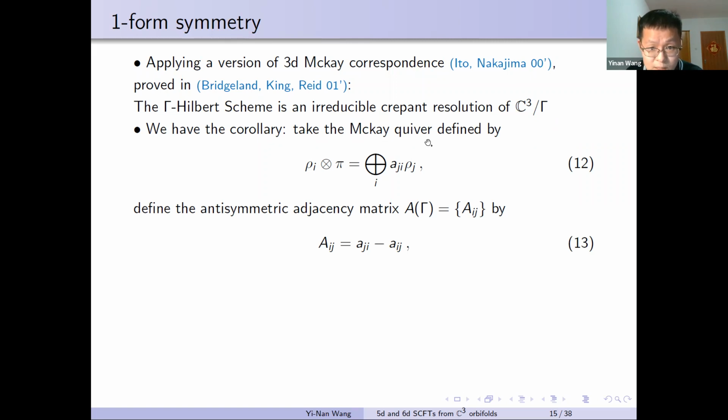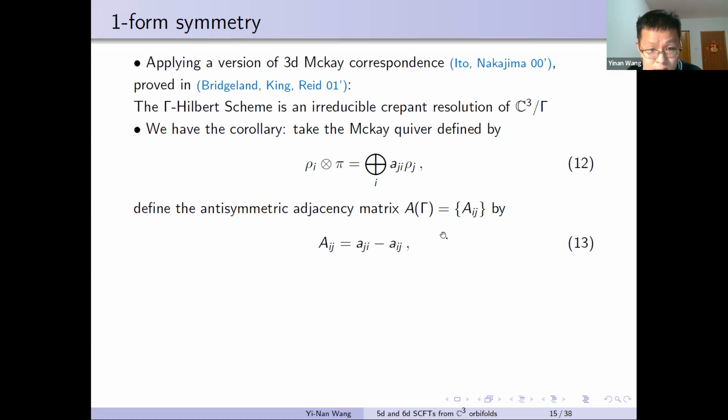So now let's take the Mckay quiver in the 3D version, defined similarly in this way. Here pi is a natural 3D representation of gamma, and rho i and rho j are different irreducible representations of gamma. And now from the coefficient Aij or Aji here, let's define the anti-symmetrized adjacency matrix A gamma in this way. Each matrix element big Aij equals the anti-symmetrized version of this.